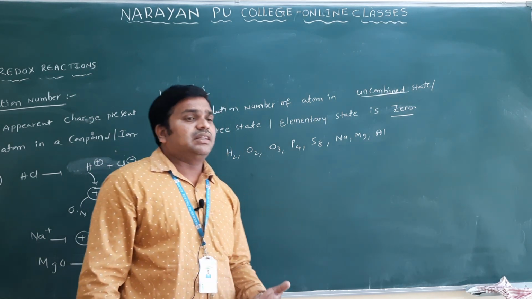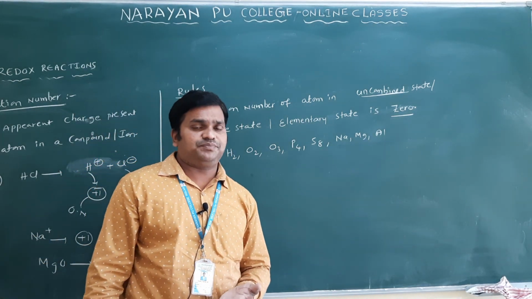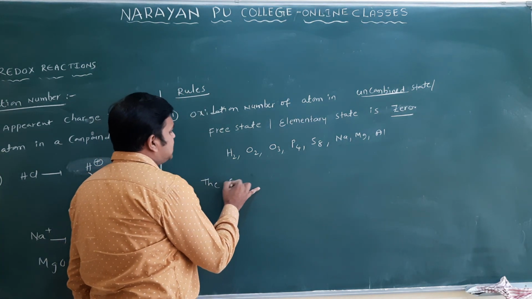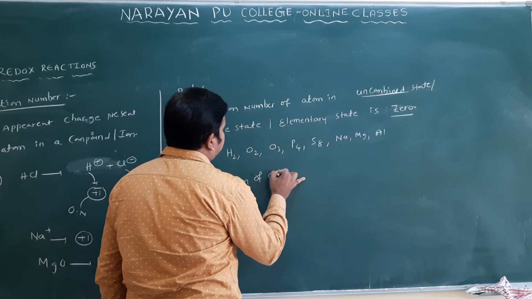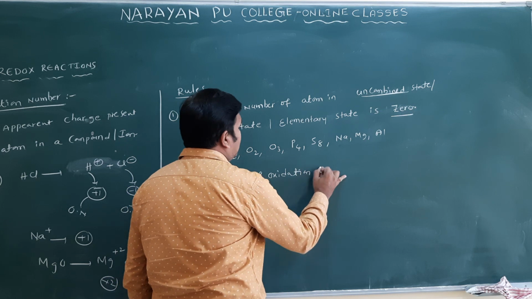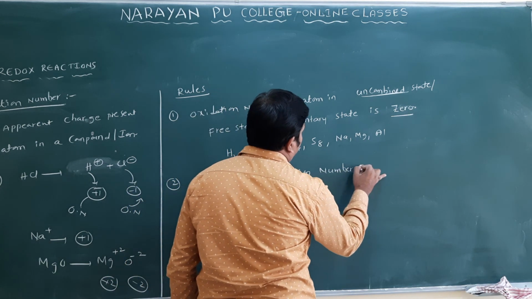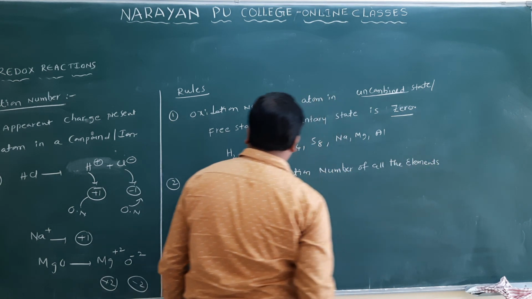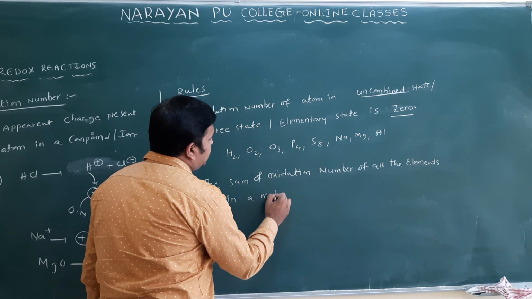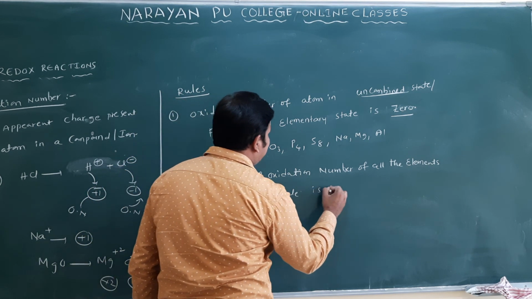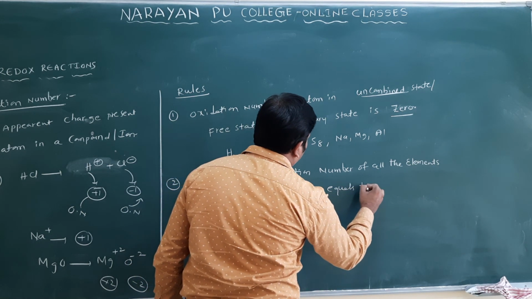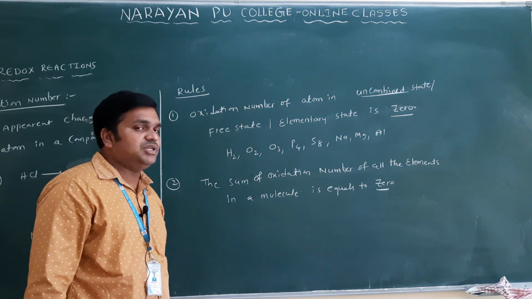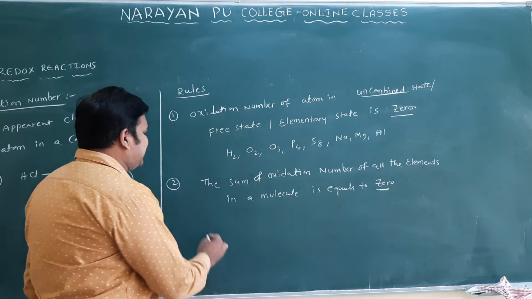What the second rule means? The sum of oxidation numbers of all the elements in a molecule is equal to 0 only. Second rule we have: the sum of oxidation numbers of all the elements in a molecule is equal to 0. Very important this. The sum of oxidation numbers of all the elements in a molecule equals to what? 0. Let us take one example.